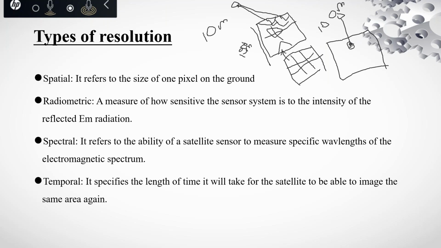For example, if the weather is changing rapidly over one place within a few days, we can't have a temporal resolution of 16 days or so. So we need a much shorter temporal resolution. So it's adjusted according to the needs of the conditions or the situations we need to analyze.